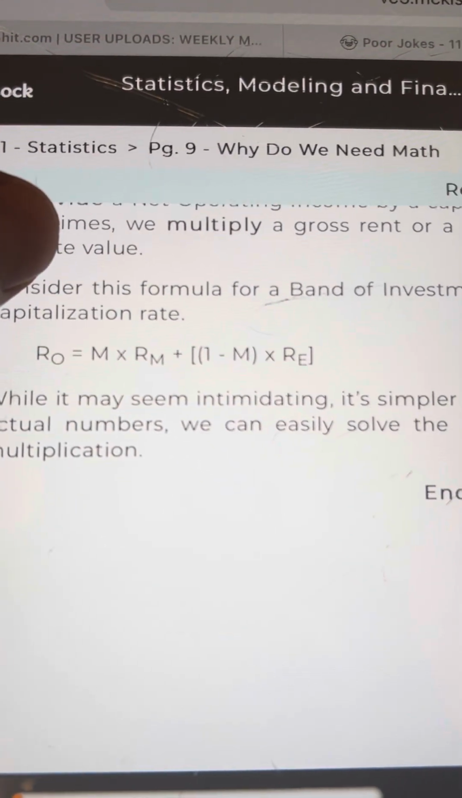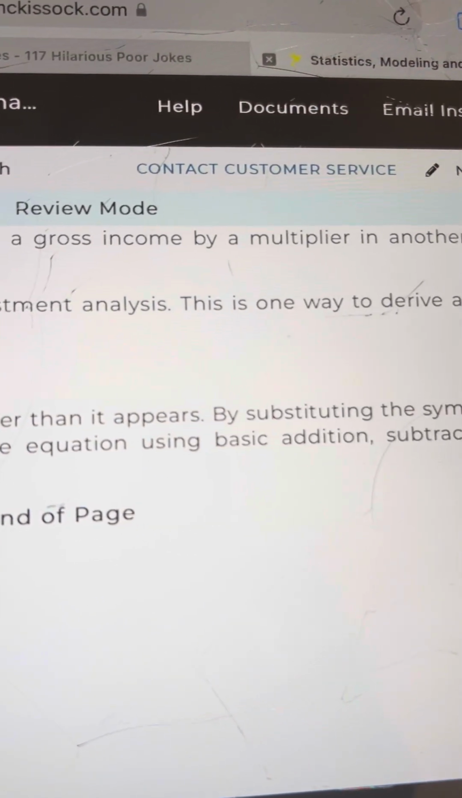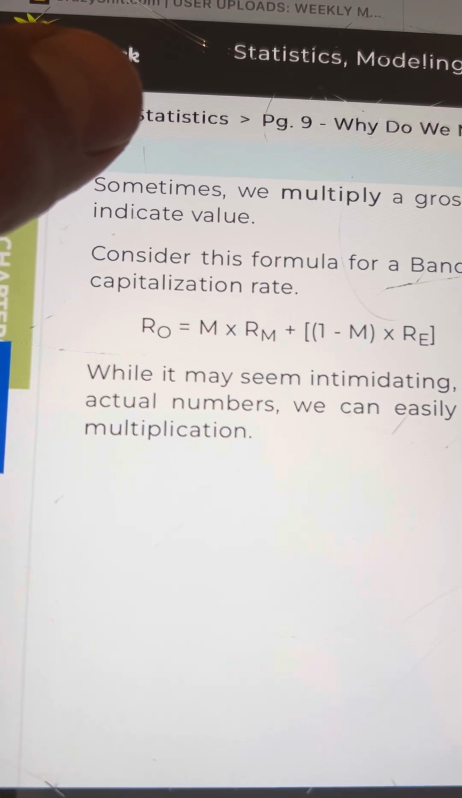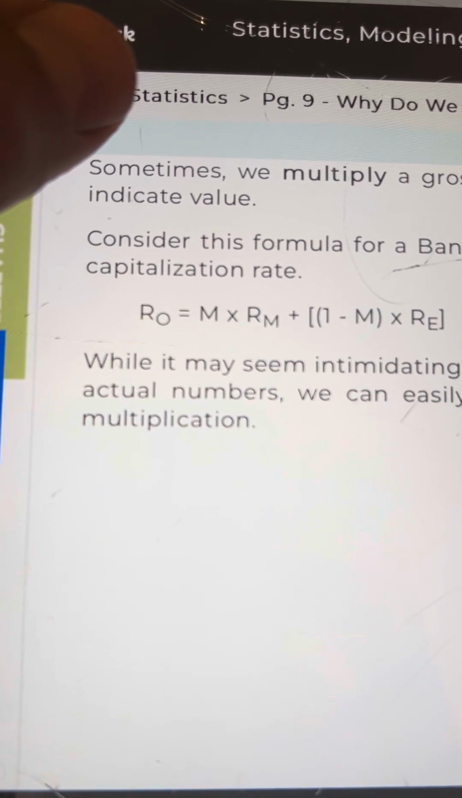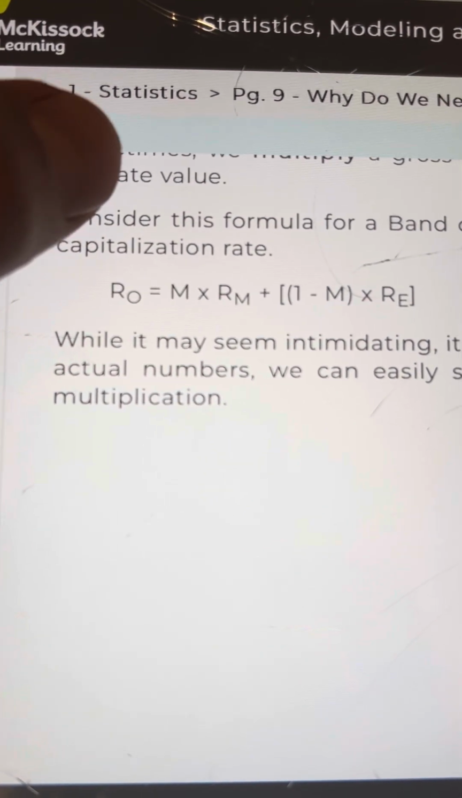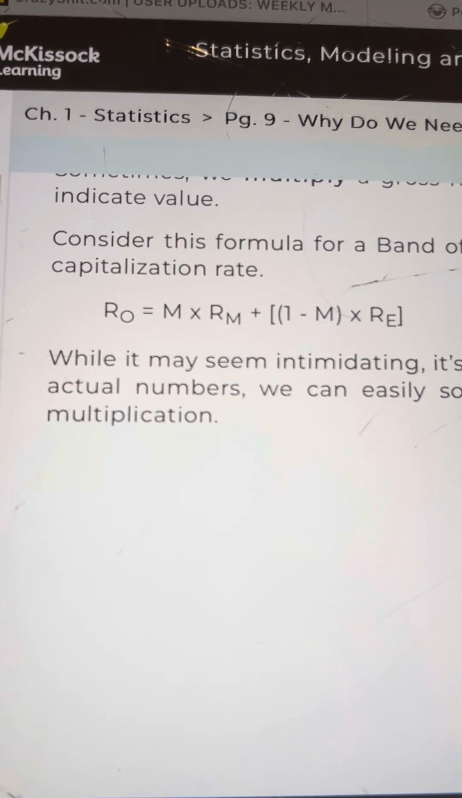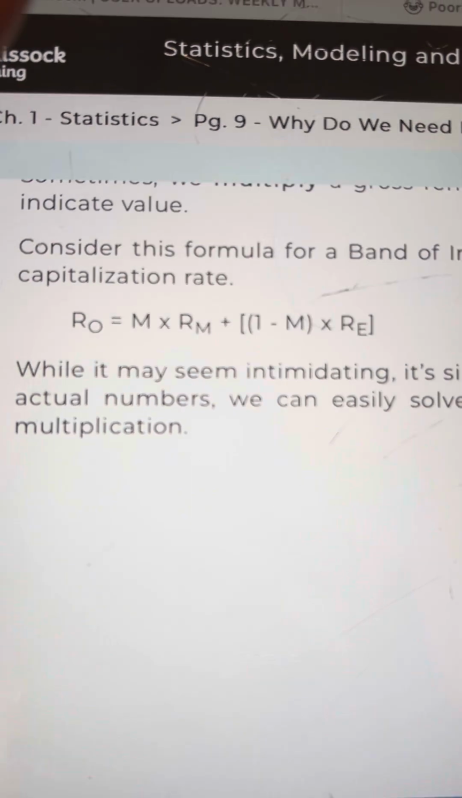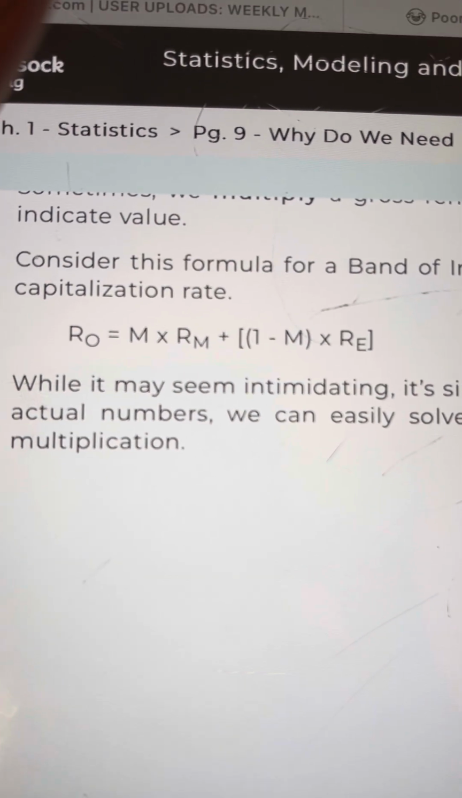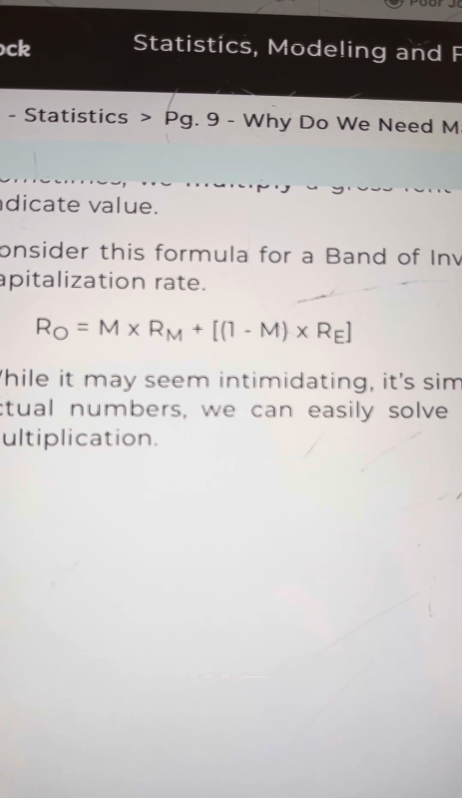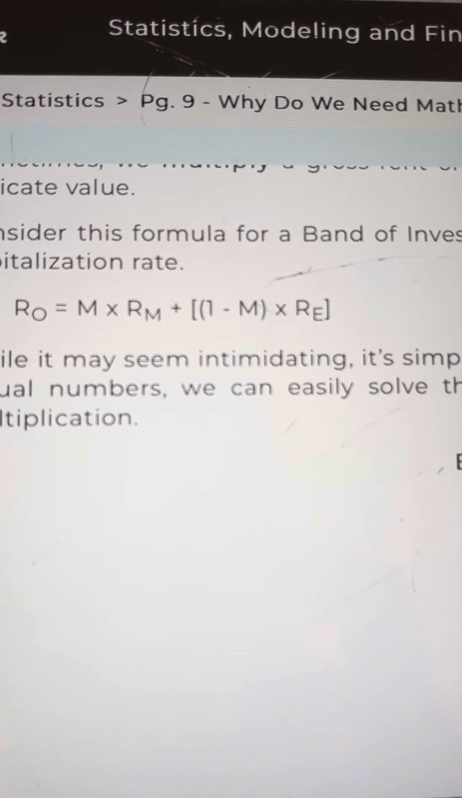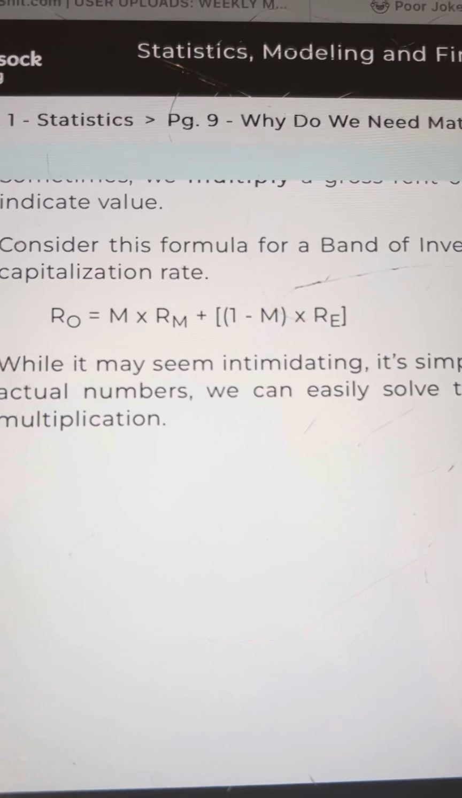Consider this formula for a band of investment analysis. This is one way to derive an overall capitalization rate. Overall capitalization rate, R sub O, equals M multiplied by mortgage rate, plus 1 minus M multiplied by equity rate.